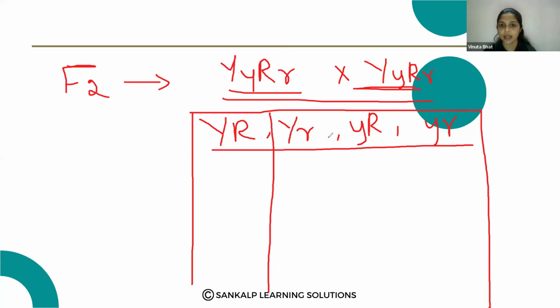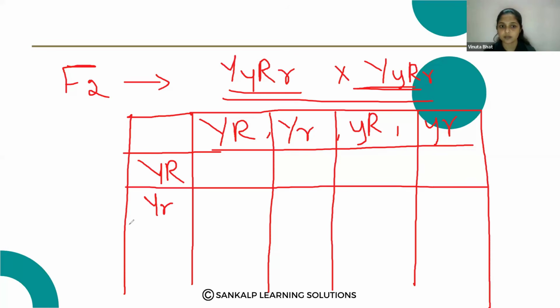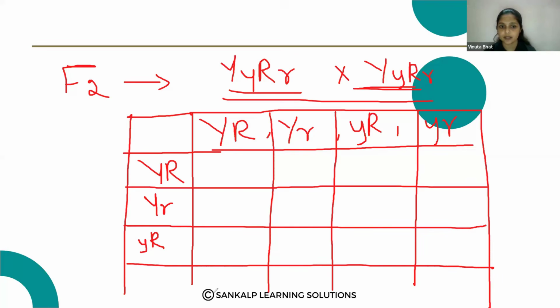Okay, so we'll write the gametes in the first column like this, and the gametes produced by the other plant we'll write here: capital Y capital R, and here capital Y small r, and third row small y capital R, and the last one small y small r, right? Sorry, small y, small r. So these are the gametes. Let's see the plants which are formed in the F2 generation.